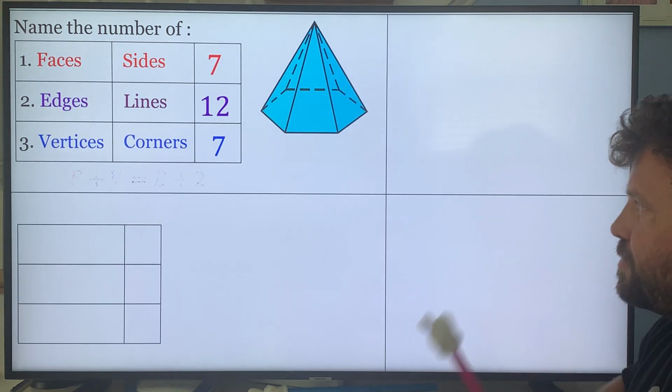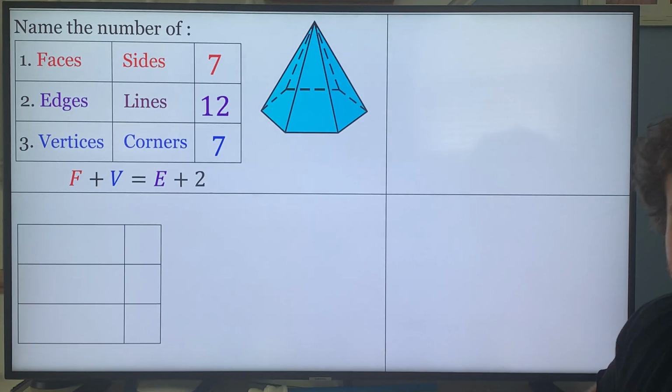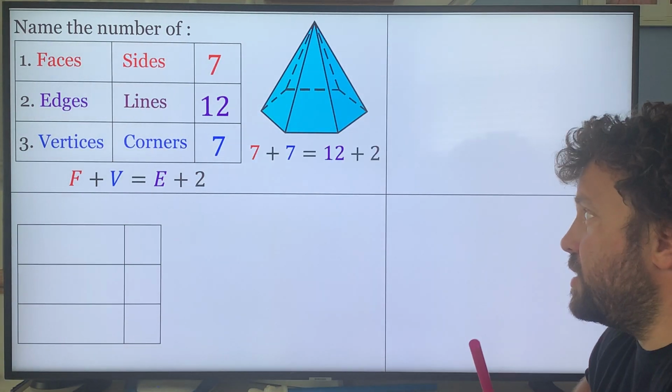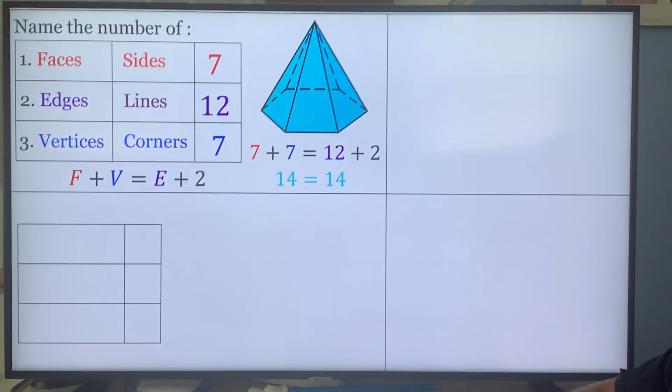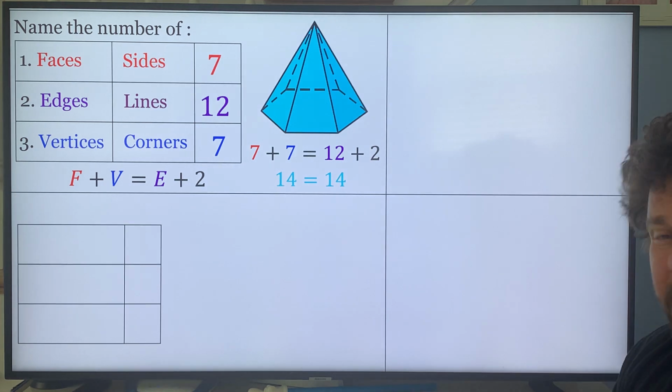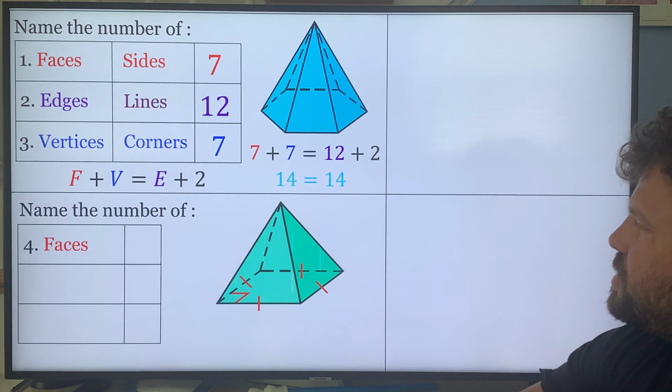Got it? Awesome. You want to check your answers? You guys could use Euler's theorem. Faces plus vertices: 7 plus 7 is 14. Does that equal 12 plus 2? Yes, it does. That means we did everything right, or we did 2 things wrong. Hopefully you did everything right. Next one, let's do another one.